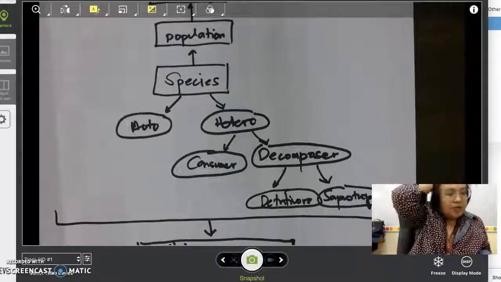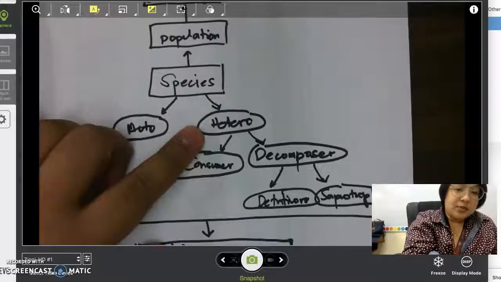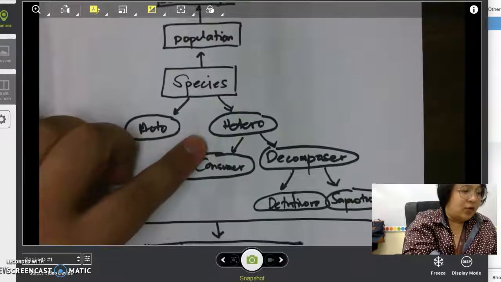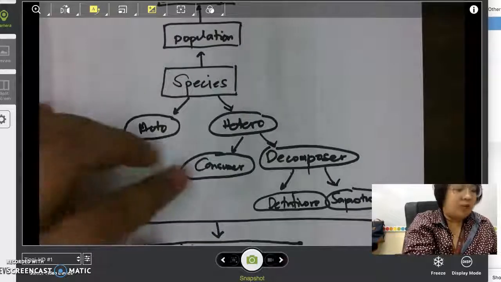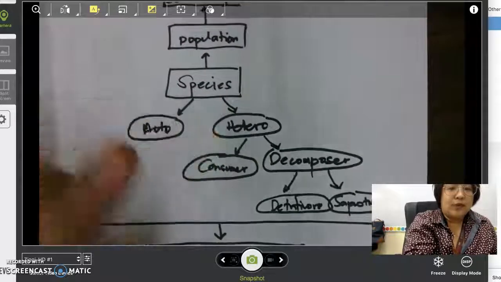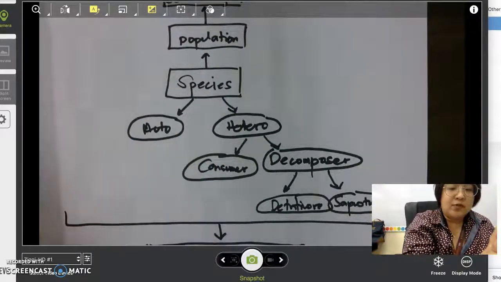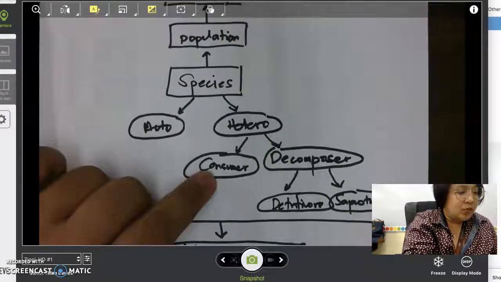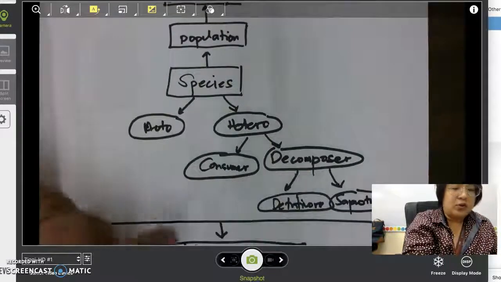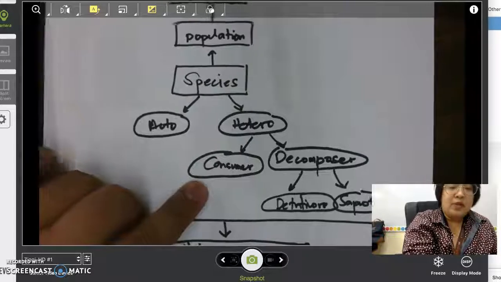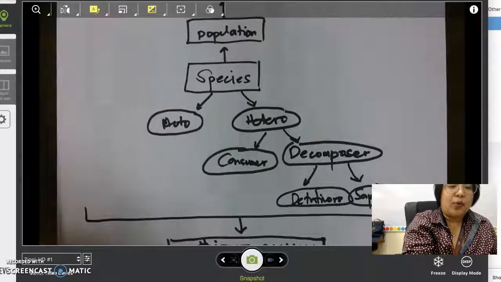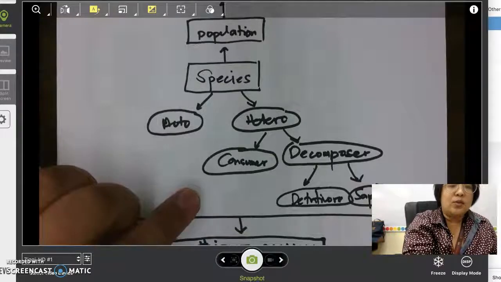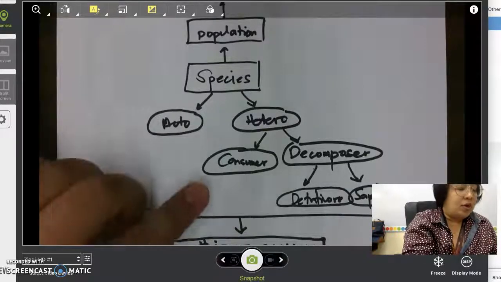All right, now your heterotroph, so again, these are organisms that cannot make their own food. They have to obtain the organic material by feeding on other organisms. So the keyword there is feeding. There are two types of heterotrophs. You have your consumers and your decomposers. So your consumer, depending on their level in the food chain, can be a primary consumer, secondary consumer, tertiary consumer, or quaternary consumer.